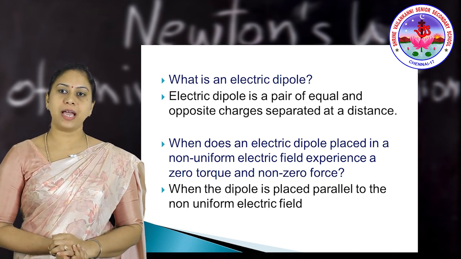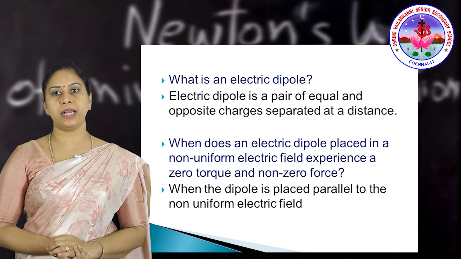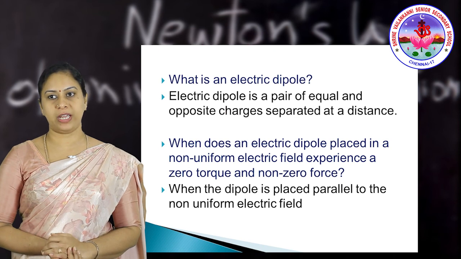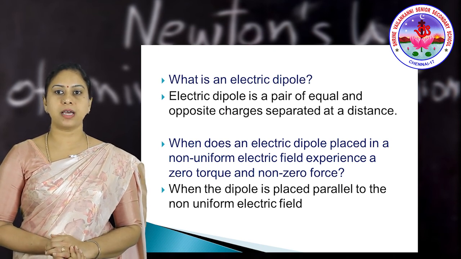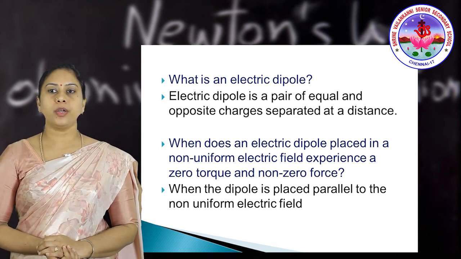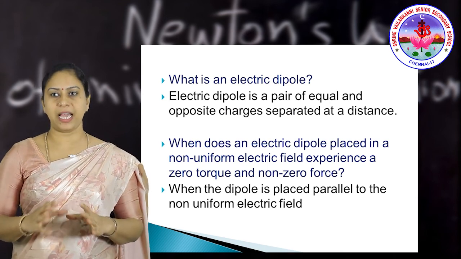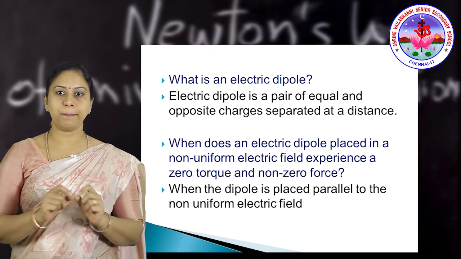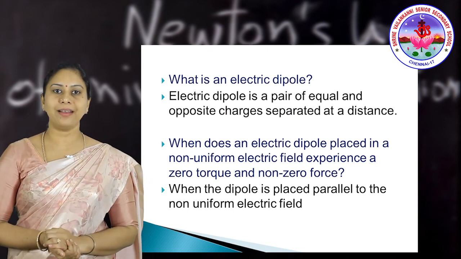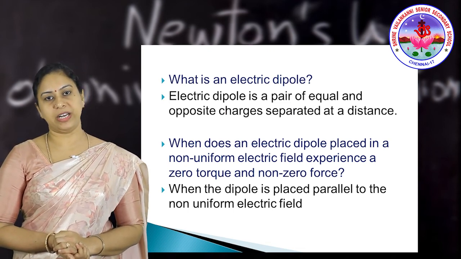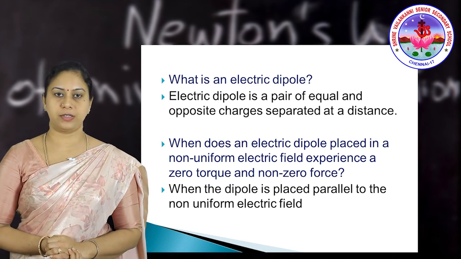When does an electric dipole placed in a non-uniform electric field experience zero torque and non-zero force? See, suppose we are keeping the dipole placed parallel. When it is parallel, it is in a non-uniform electric field. It will experience a non-uniform electric field, right.